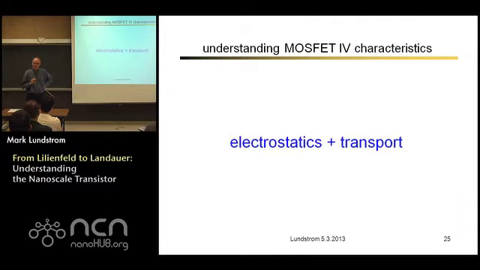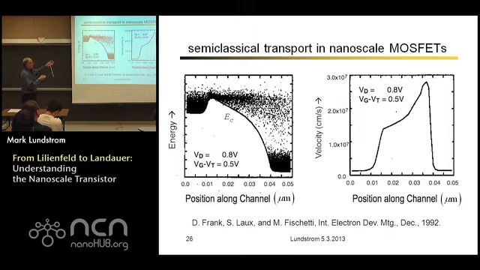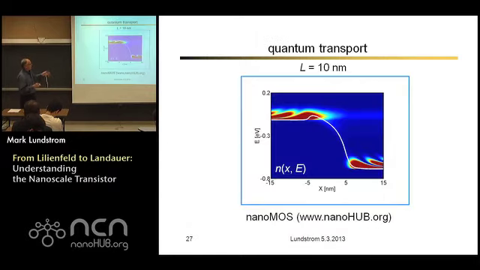Okay. The second thing is transport. Once the electrons hop over the barrier and flow, how fast do they flow? Okay, that's where things can get complicated. Do they flow by drift diffusion? Do they flow by velocity overshoot? Do they flow quantum mechanically? We're worrying about these things more and more.